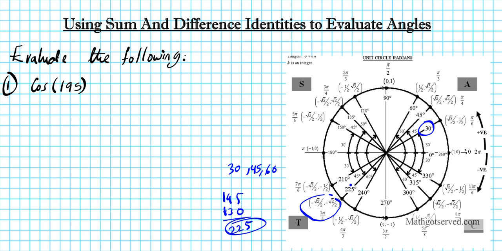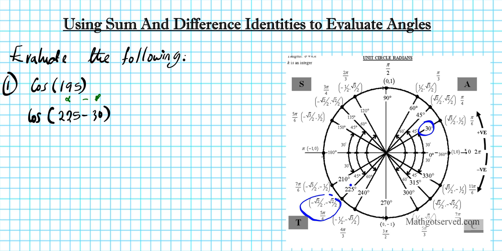So how do we do it? Well, let's set it up. Cosine 195 we can rewrite as cosine 225 minus 30. Cosine 225 minus 30 gives me cosine 195. So this is my first angle, which is going to be alpha, and this is my second angle, that's going to be beta.